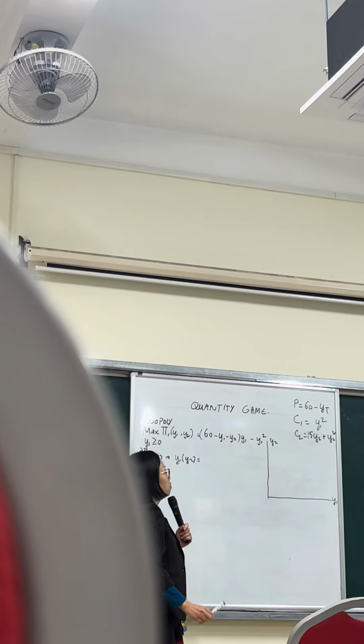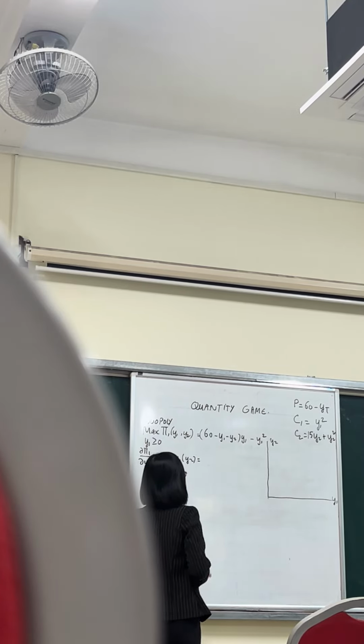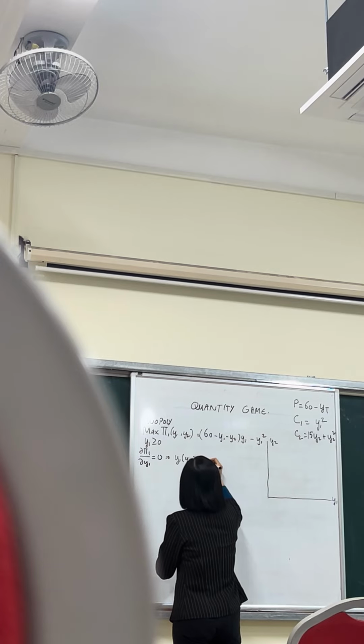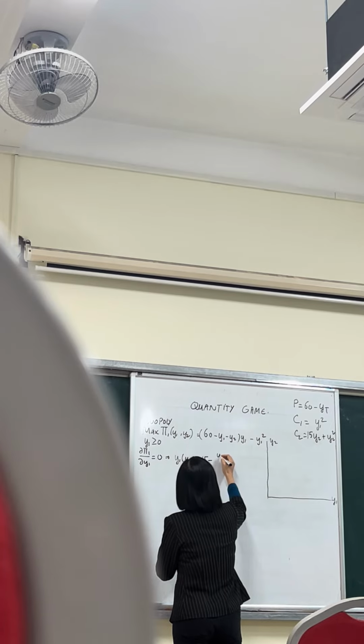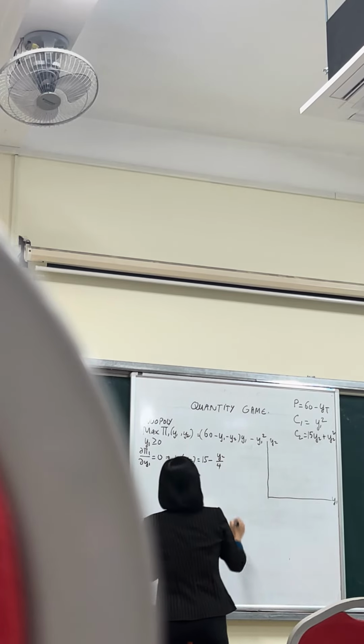So, the answer is 15 minus y2 divided by 4, okay? Now draw it. Draw the graph of y2 versus y1.